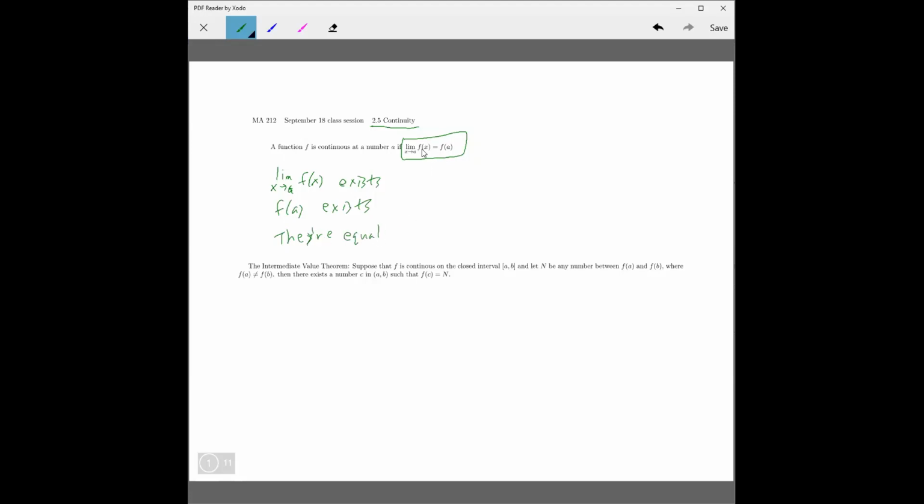Writing this down implies all 3 of these. Of course, they're equal, and both sides have to exist in order for them to be equal. Another way to think about it, generally speaking, is that with a continuous function you can draw the graph without lifting the pencil from the paper. That's the non-rigorous definition.